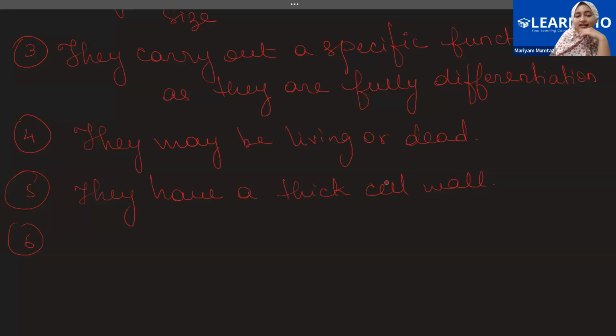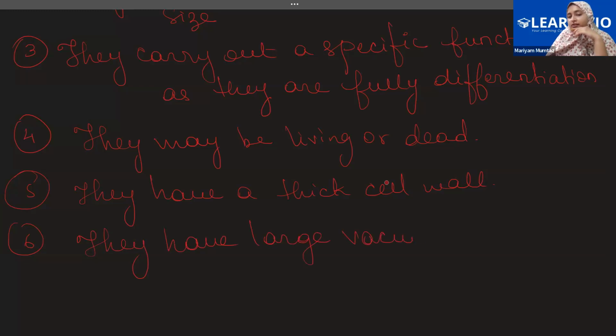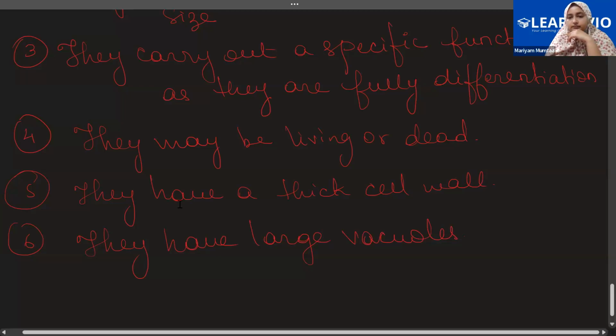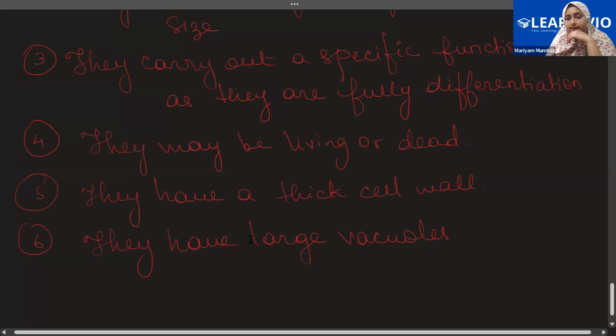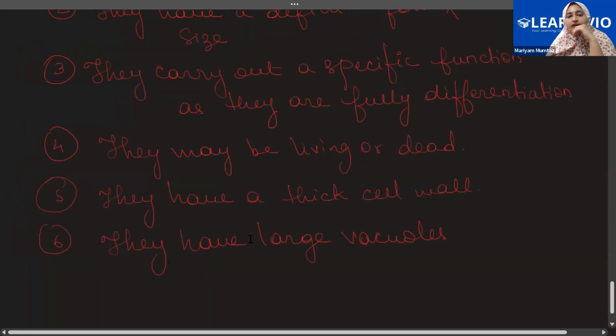Now, apart from that, they have large vacuoles. Now, why do they have large vacuoles, students? For storage. Storage, correct. Okay, now you people can note it down.